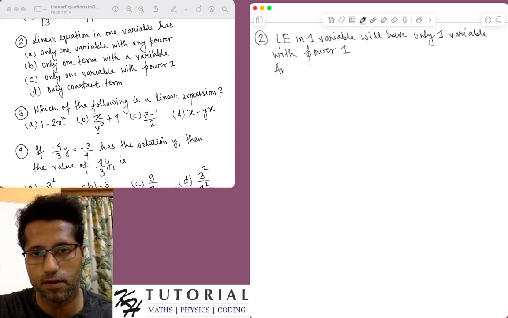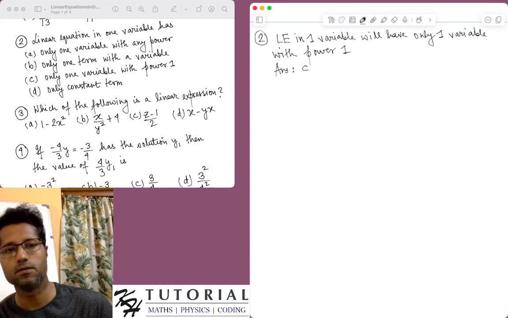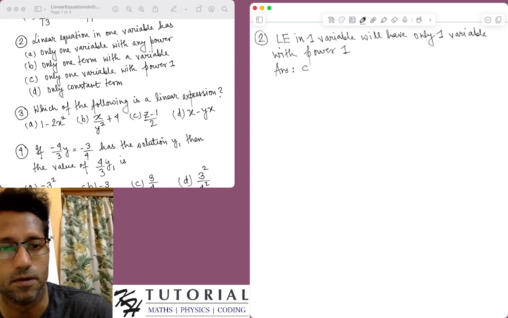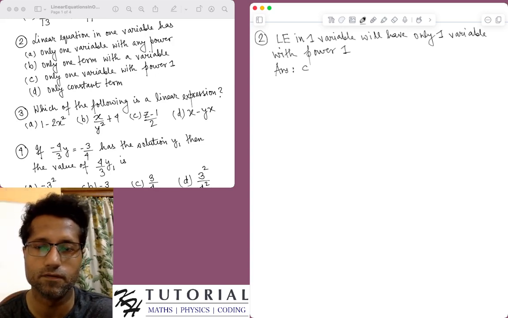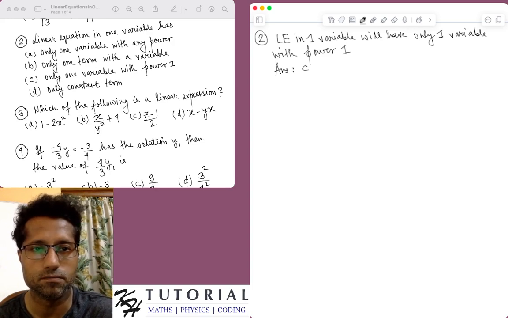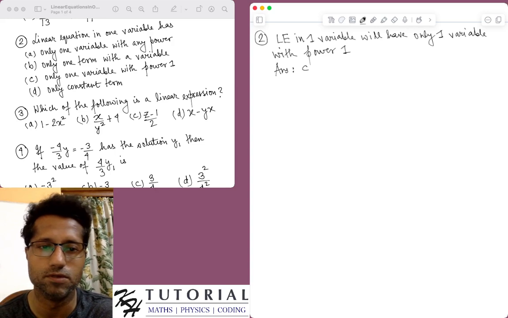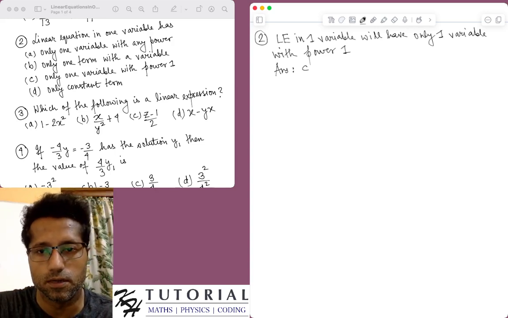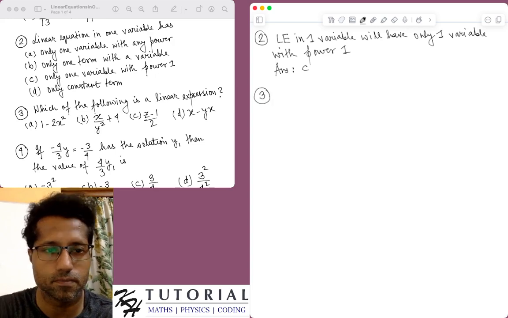So this is a very conceptual problem. There is no solving involved in it. So the answer is choice C. In a linear equation in one variable, we only have one variable, and since it's a linear equation, the power of the variable will be 1. Okay, let's see question number 3.